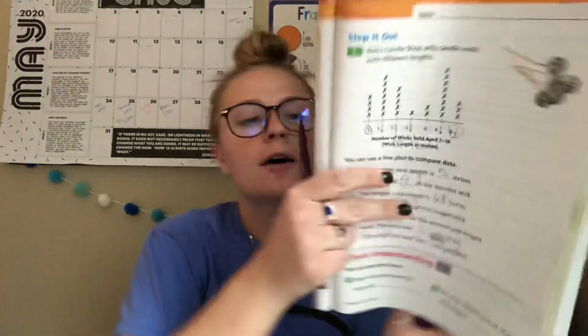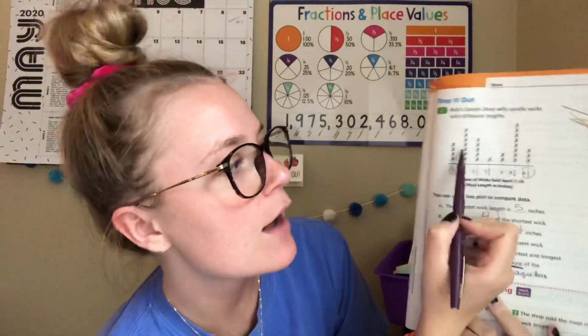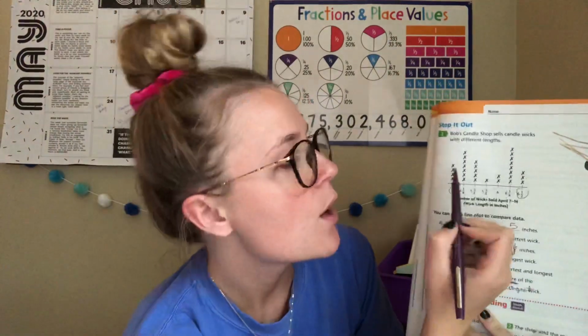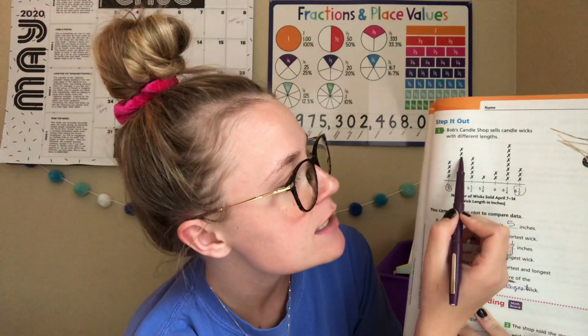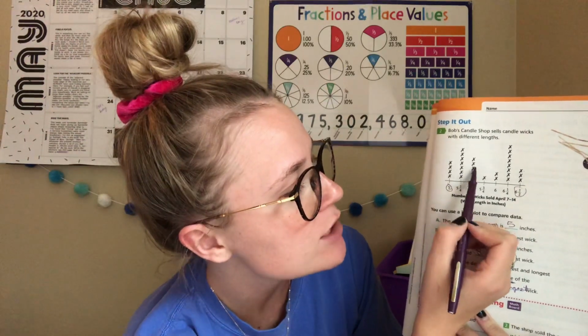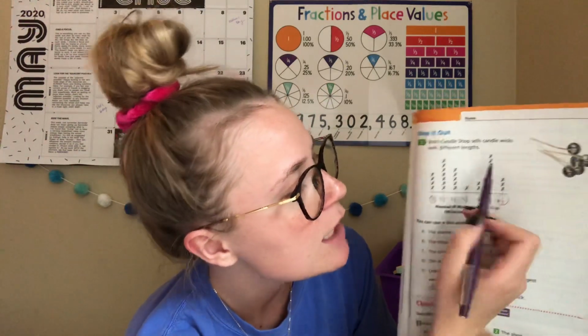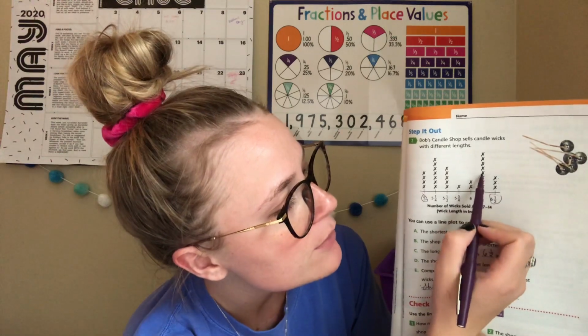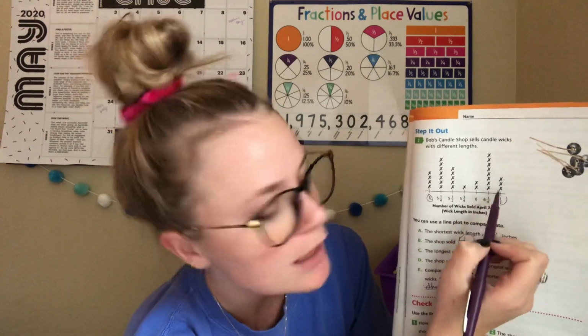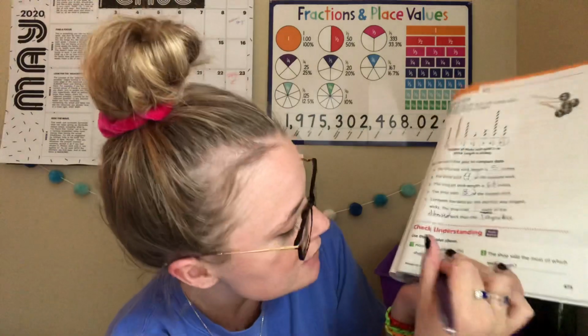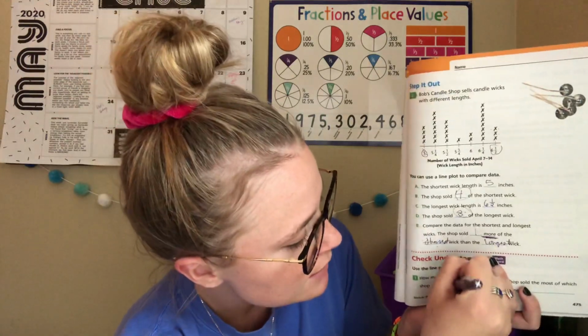The check understanding says use the line plot above. How many wicks did the shop sell? To find that out, I need to count all of the X's. 1, 2, 3, 4, 5, 6, 7, 8, 9, 10, 11, 12, 13, 14, 15, 16, 17, 18, 19, 20, 21, 22, 23, 24, 25, 26, 27, 28, 29, 30. 30 wicks. I had to make sure that was correct.